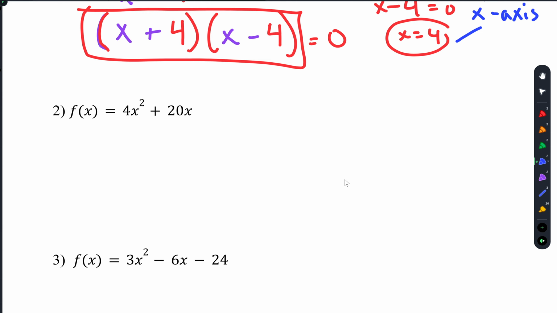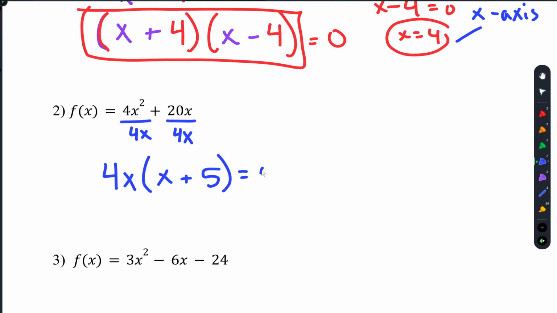And also an x. I can take out a 4 and an x, so I'm going to divide both of these terms by 4x. I'm not going to lose that 4x, by the way. It's just going to go out in the front. And I'm left with x plus 5 equals 0. Do not forget your equals 0, please.